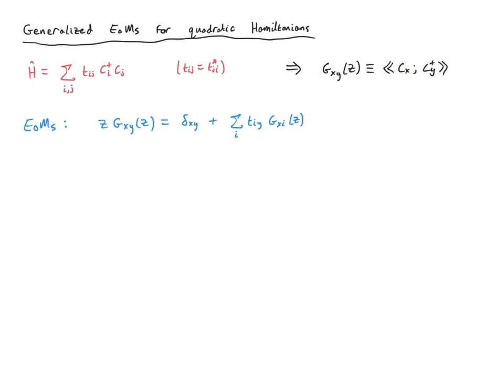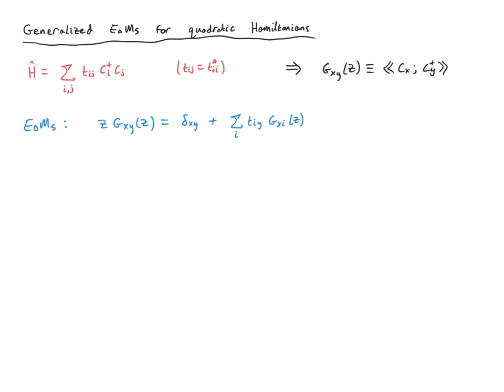Working through the usual steps, it's then easy to show that the equation of motion for gxy follows as z times gxy is equal to delta xy plus the sum over all sites in the system I of tiy times the Green's function gxi. In general, this is rather complicated because it relates a single Green's function on the left to all the other Green's functions in the system on the right-hand side. How do we deal with this in practice?